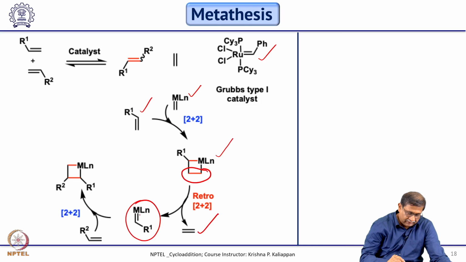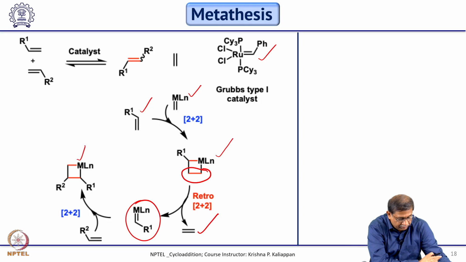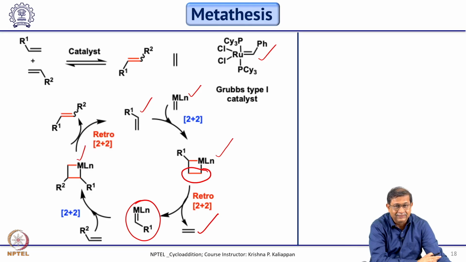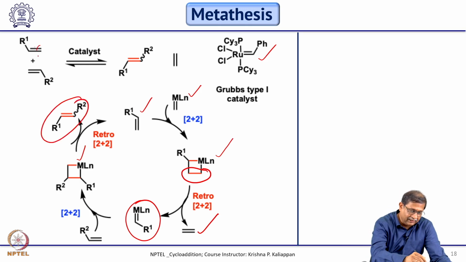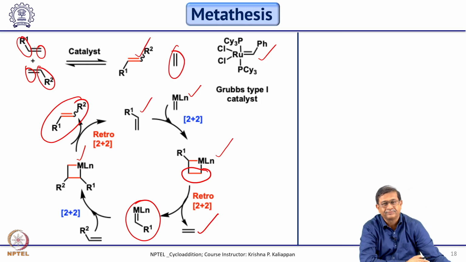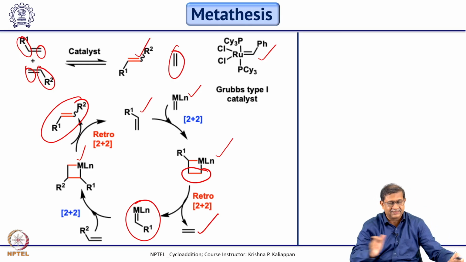and it generates another metal carbene. Then this undergoes another 2+2 to form this metallocyclobutane, and again it undergoes a retro 2+2. In the process you see these two carbons underwent elimination as ethylene, and these two carbons form a double bond. Basically it exchanged.